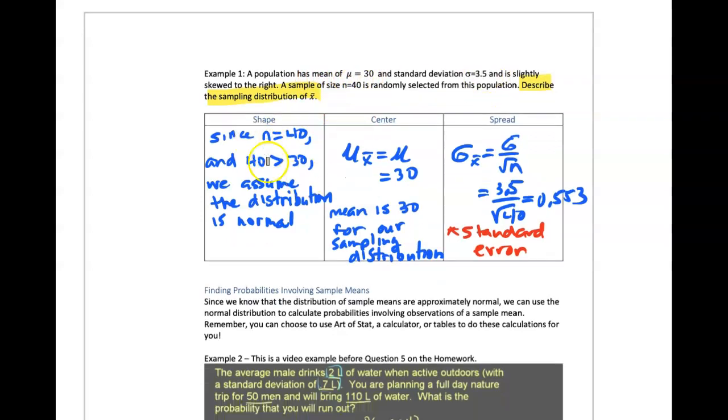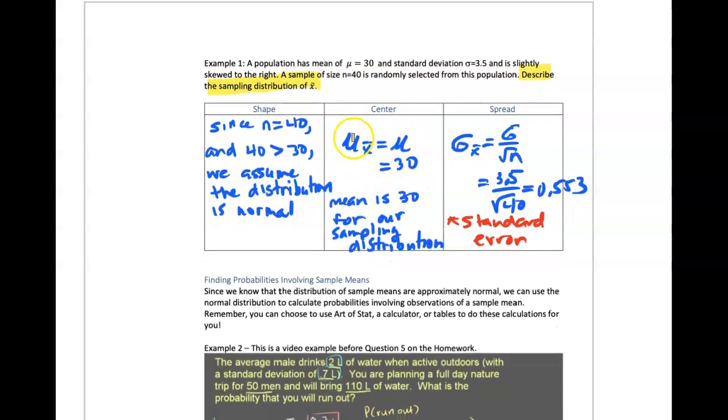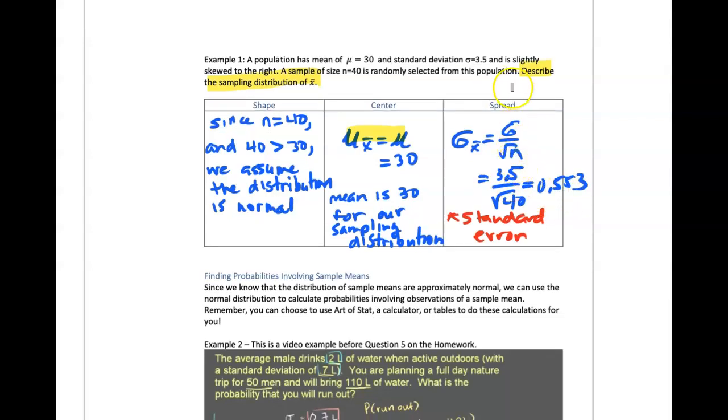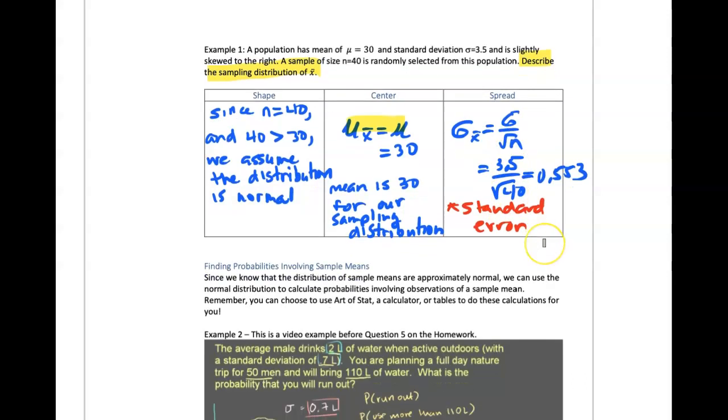If we know that, then we know the shape of the sampling distribution is going to be normal because the sample size is bigger than 30. Even though the population is skewed right, the sampling distribution will be normal. The center will be 30 because we know the mean of the sampling distribution equals the mean of the population. And the standard error, the standard deviation of all those samples, would be 0.553. It's the population standard deviation divided by the square root of n, the sample size.